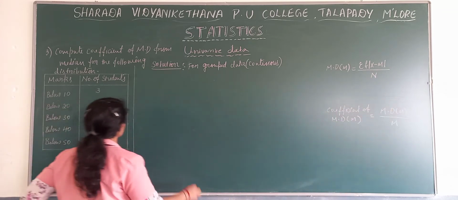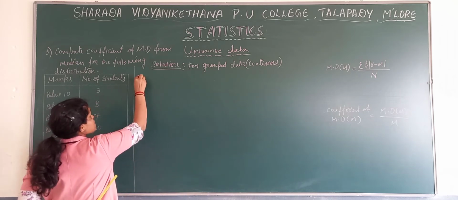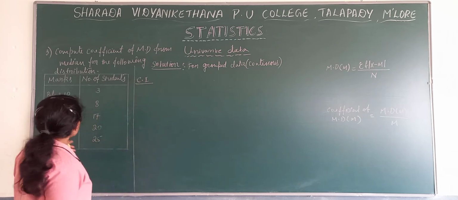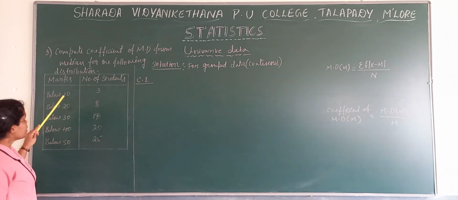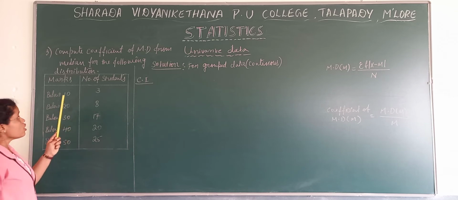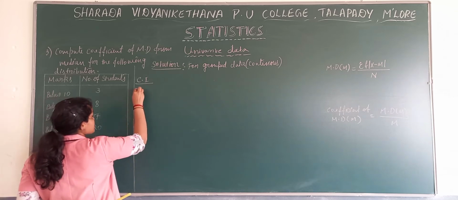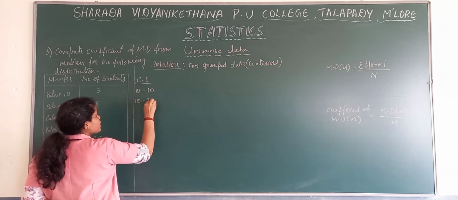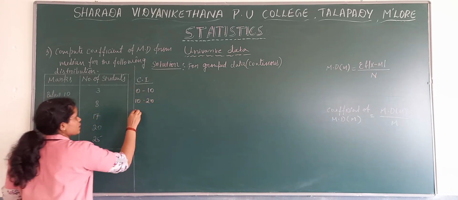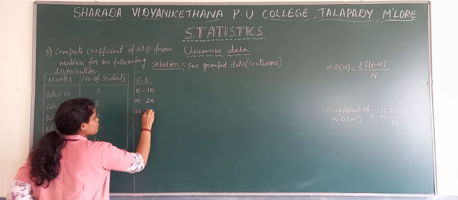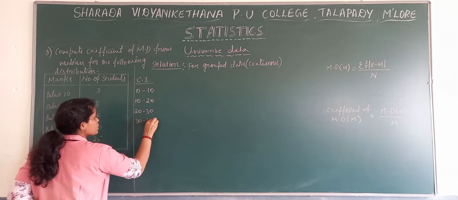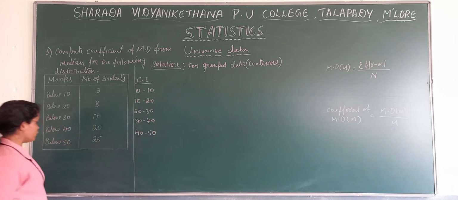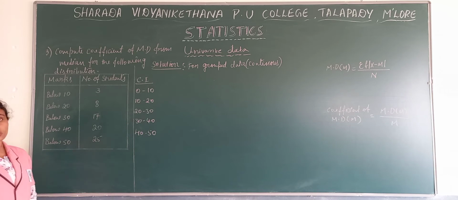Now we'll take the problem here. We'll take marks as class intervals. So the class intervals here are below 10, below 20. When you observe, the gap is 10. So below 10 means this is the gap of 10. So 0 to 10, 10 to 20, then 20 to 30, 30 to 40, and the last one is 40 to 50, below 50.